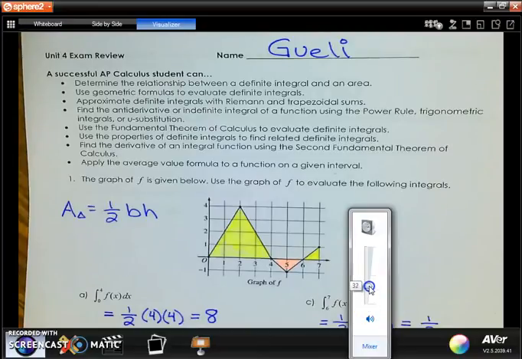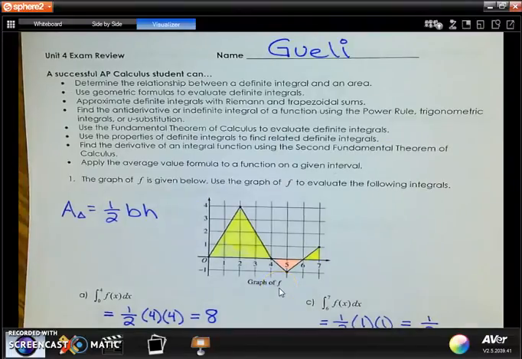Okay, this is the review for Unit 4, and it is primarily about area, Riemann sums, and U substitution. All right, so the first thing you want to do here is find the area.